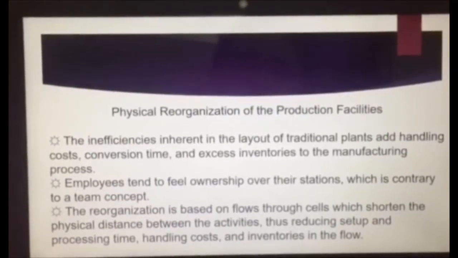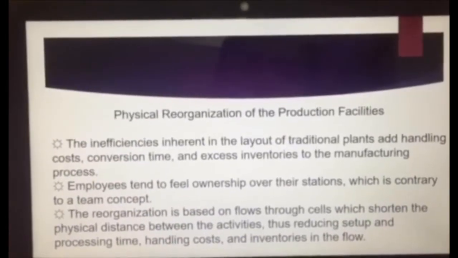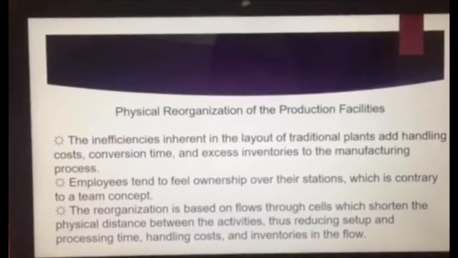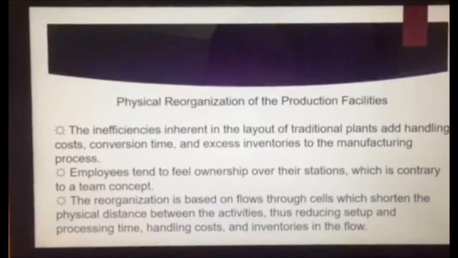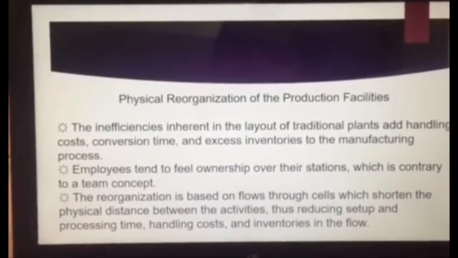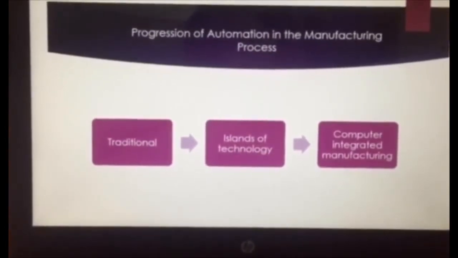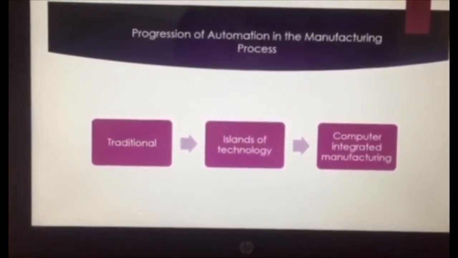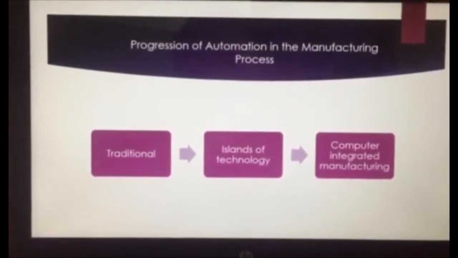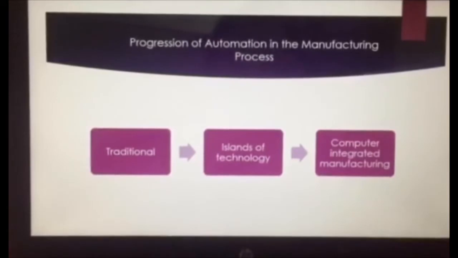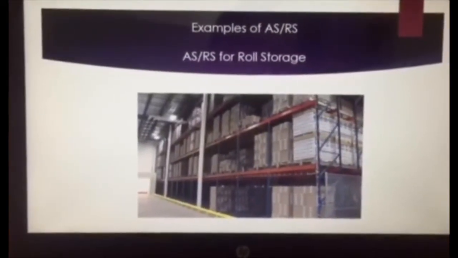And next is the reorganization is based on flows through cells, which shorten the physical distance between the activities, thus reducing setup and processing time, handling costs and inventories in the flow. So these are the three things in the progression of automation in the manufacturing process, which is traditional, island of technology, and computer integrated manufacturing. So this is the example for roll storage, as you can see in the picture.